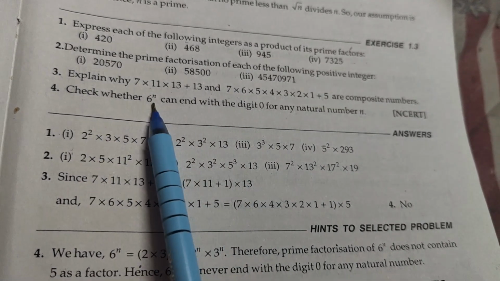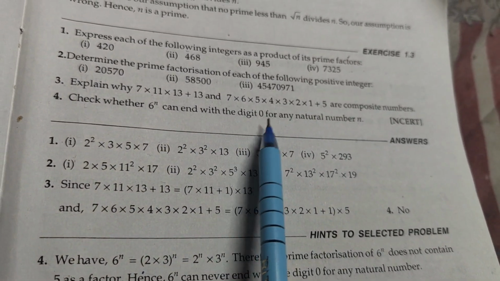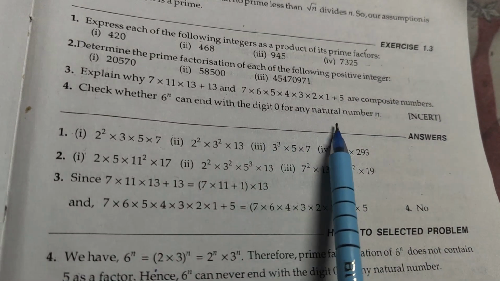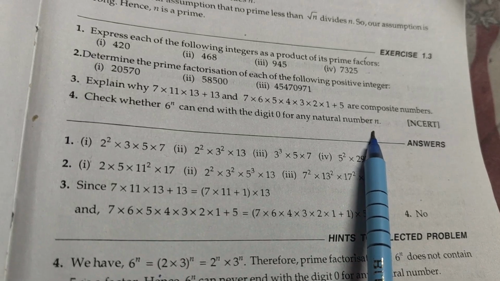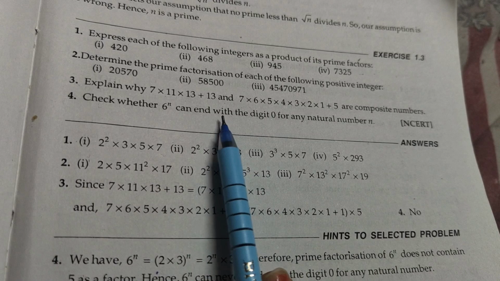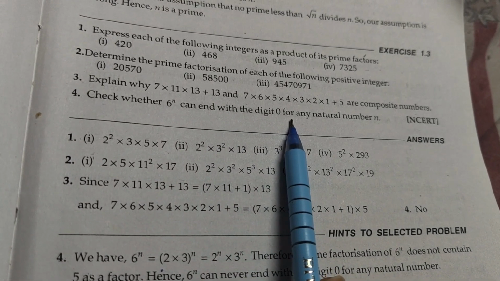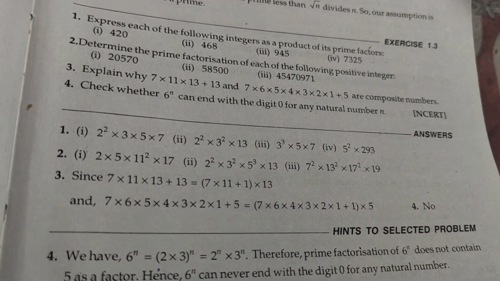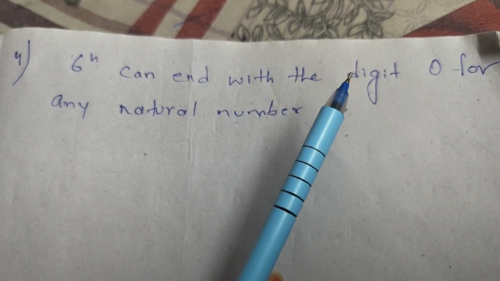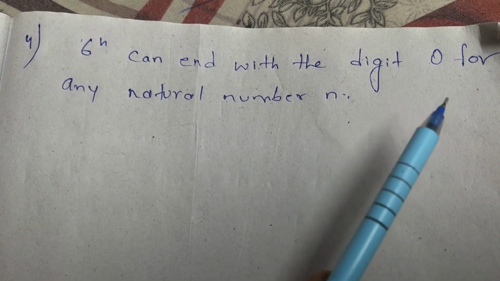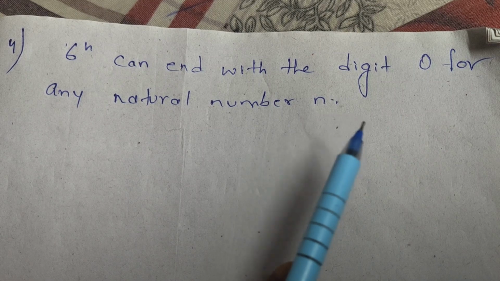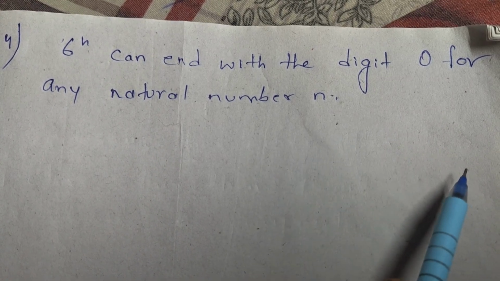Check whether 6 to the power n can end with the digit 0 for any natural number n. If we take any natural number as the power of n, whatever the number may be, does the product end with the digit 0? Okay, so let's check. According to the question, if any number ends with the digit 0, then it should be divisible by 10, or you can say it will be divisible by 2 and 5.